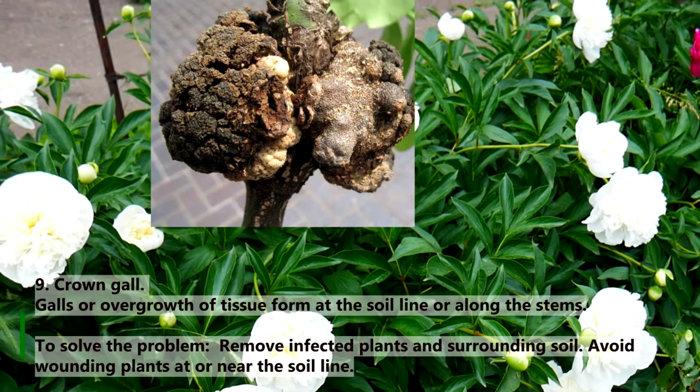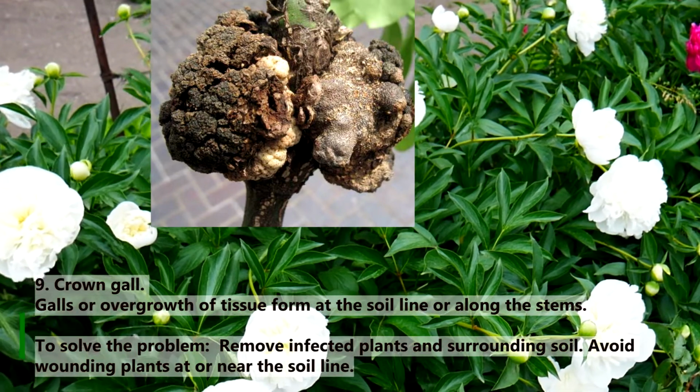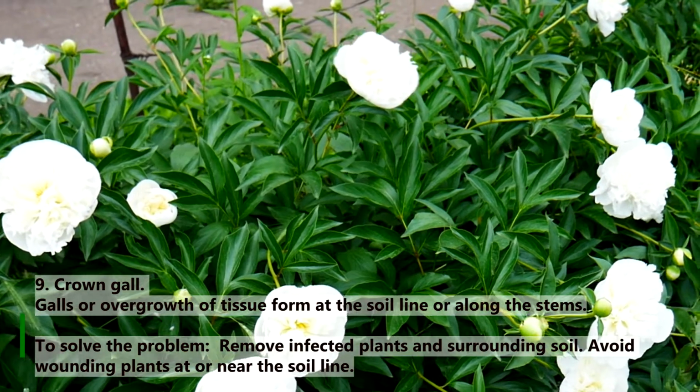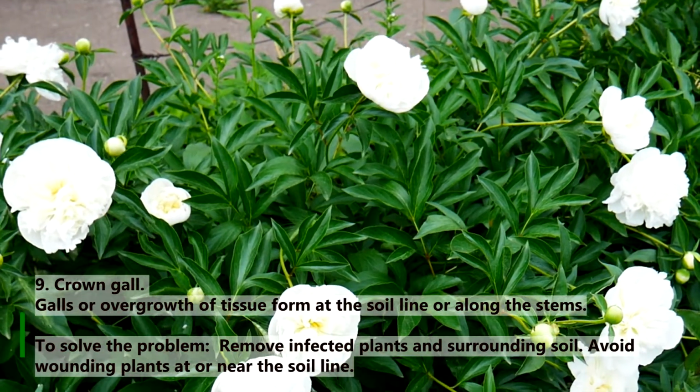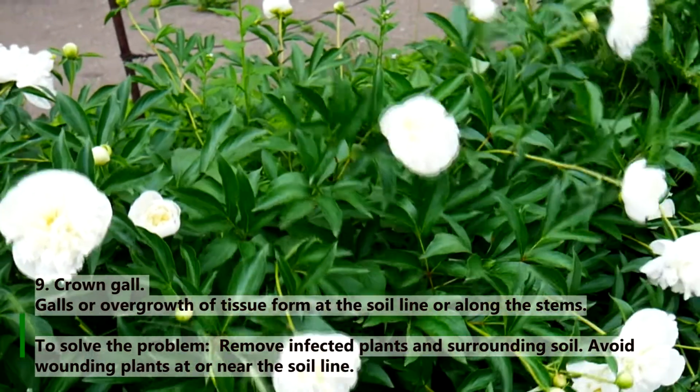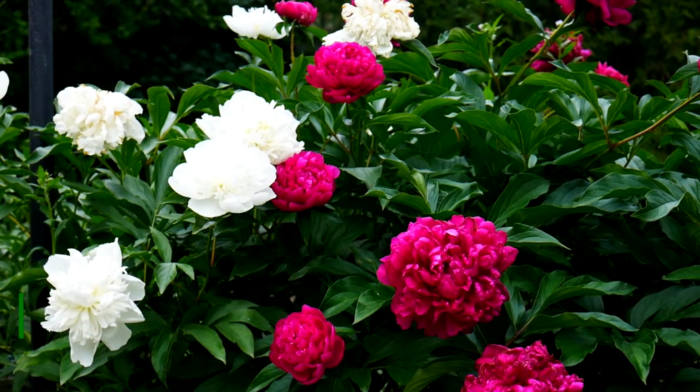9. Crown gall. Galls are overgrowth of tissue formed at the soil line or along the stems. To solve the problem, remove infected plants and surrounding soil. Avoid wounding plants at or near the soil line.